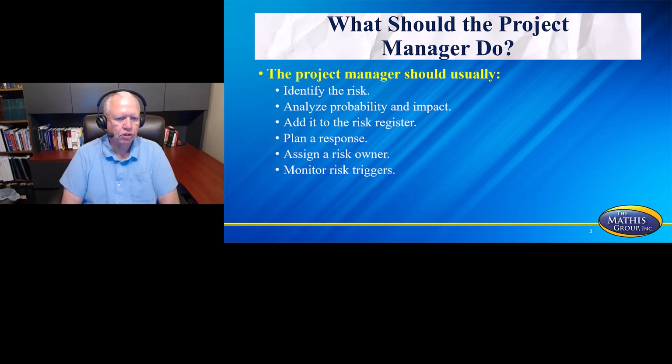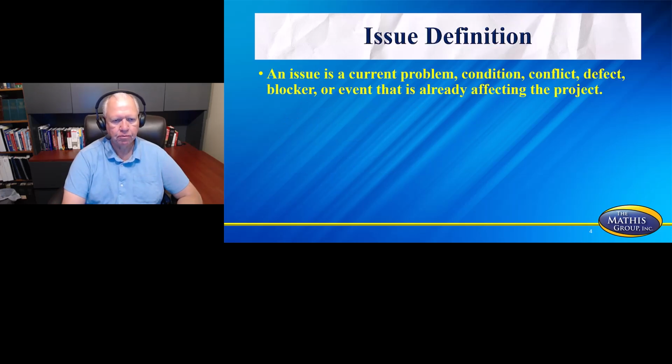The project manager should usually, when you have a risk, identify the risk, analyze the probability and impact if you've not already done that, add it to the risk register, plan a response, assign a risk owner, monitor risk triggers. So you notice how structured this is for this particular section. Risk seems to have a lot more details on the test over on the traditional side or plan-driven than it does typically on agile or on change-driven.